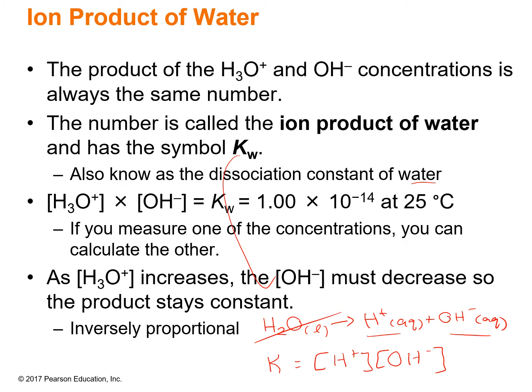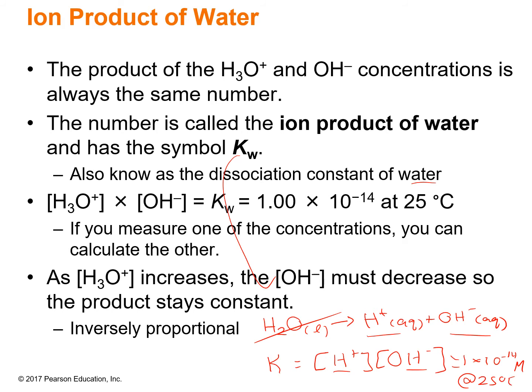In the previous slide, we discussed what these concentrations are. Remember, each of them is going to be 10 to the negative 7th molarity. Therefore, if you input those numbers, you'll end up with 1 times 10 to the negative 14th. And this is at 25 degrees Celsius.